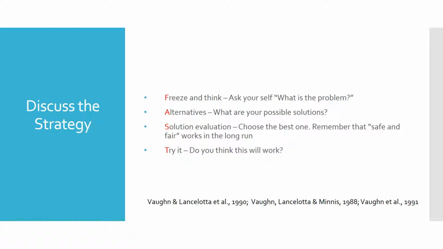The second step is alternatives. So after you've stopped yourself, you're going to think about what are possible solutions to this situation. The third step is called solution evaluation, and in this one, you want to choose the best of the alternatives that you came up with, and to remember that safe and fair works in the long run. And the last step is try it, and try it is really just practicing and testing your skills.